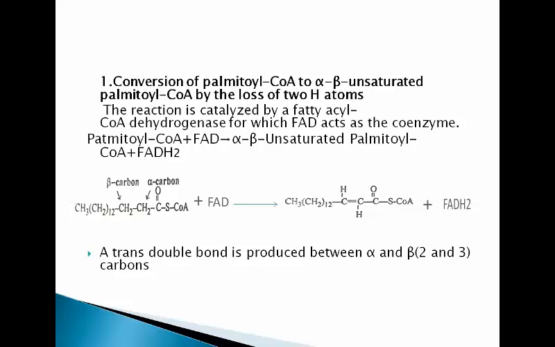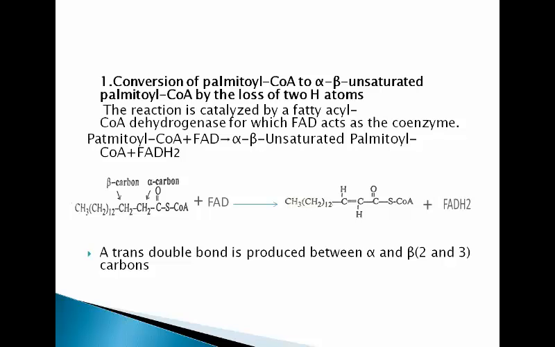Formation of palmitoyl-CoA, the first reaction is the conversion of palmitoyl-CoA to alpha-beta unsaturated palmitoyl-CoA. This occurs by the loss of two hydrogen atoms which are accepted by coenzyme FAD, and the reaction requires the enzyme fatty acyl CoA dehydrogenase. In this reaction, a trans double bond is formed between alpha and beta carbon, or 2 and 3 carbon atoms.